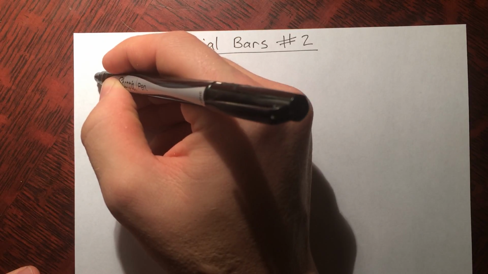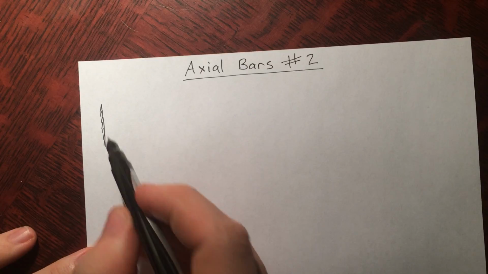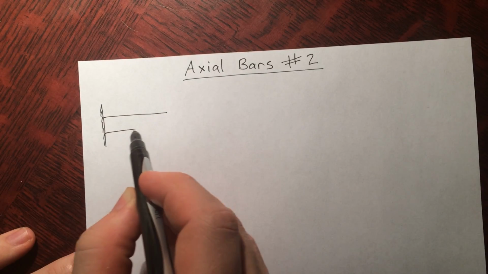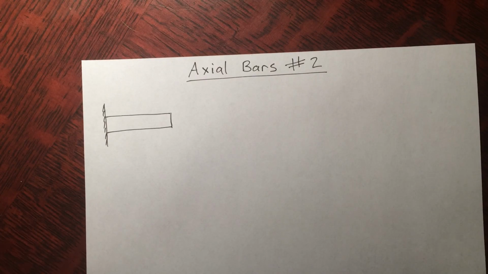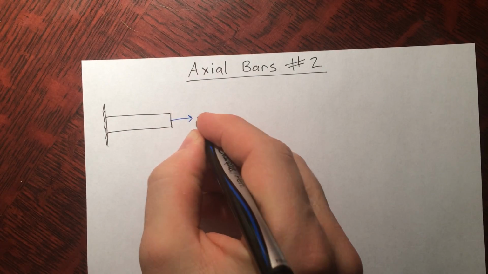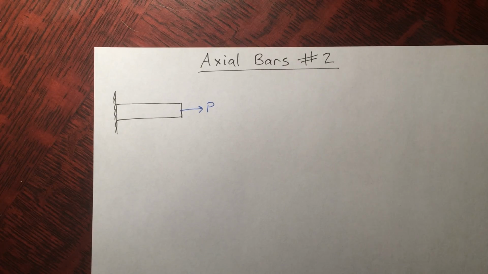So let's say we have an axial bar. It looks like this. And we are pulling on it with a force P. Alright, so the first thing we want to do is analyze what's going on in here.